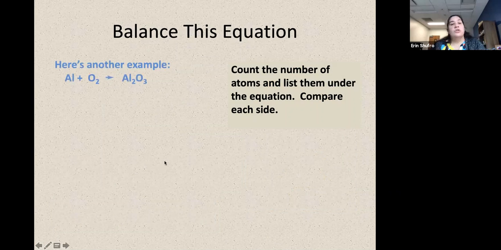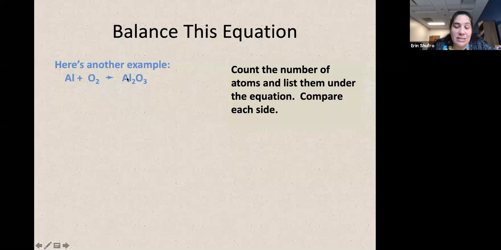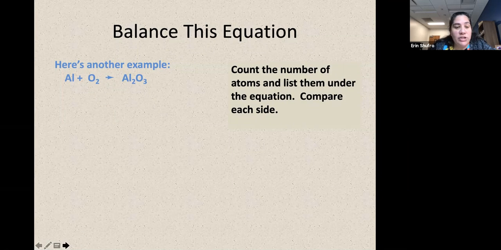Okay, so here we have solid aluminum metal mixing with oxygen gas. And out of that, we are getting Al2O3. Right, remember aluminum is a +3, oxygen is a -2. So when these two things pair up together, we get Al2O3. So take a second, count the number of atoms and list them under the equation and compare each side. I want you to count the aluminums, count the oxygens on both sides and see what you get.